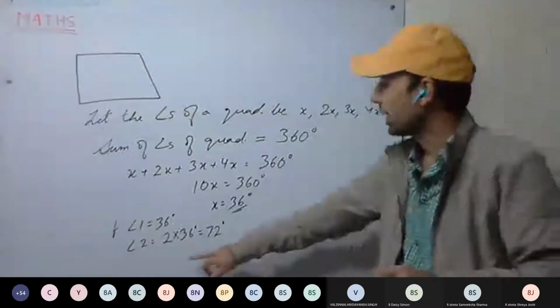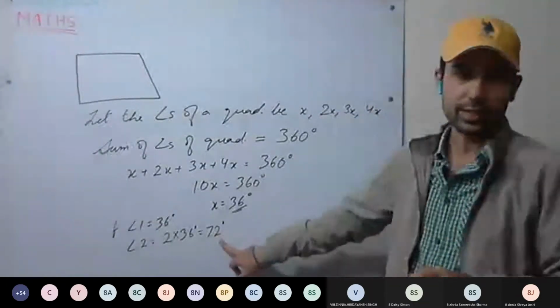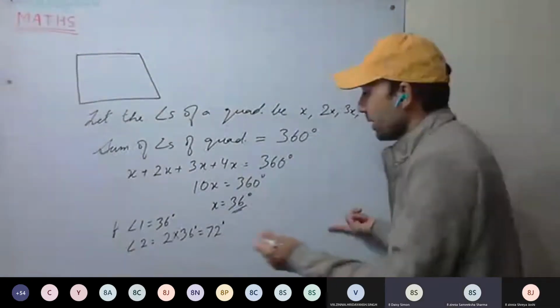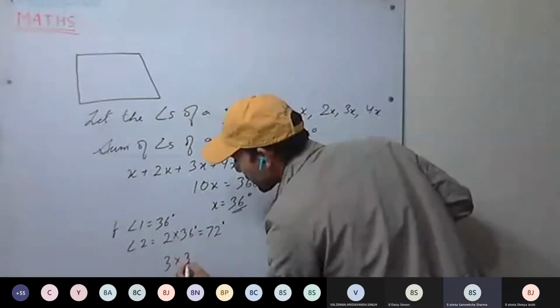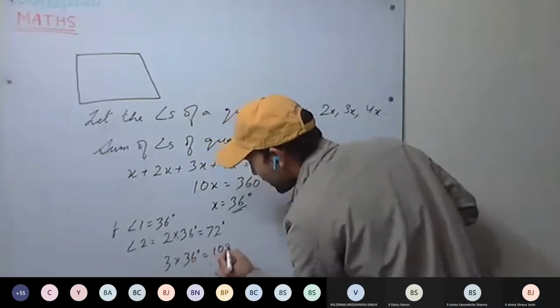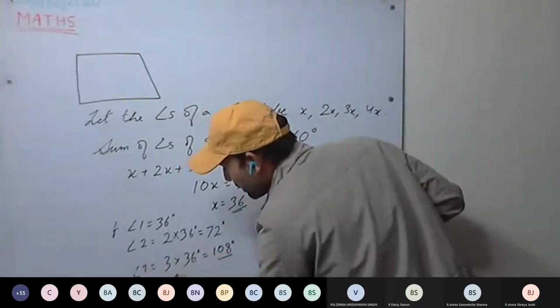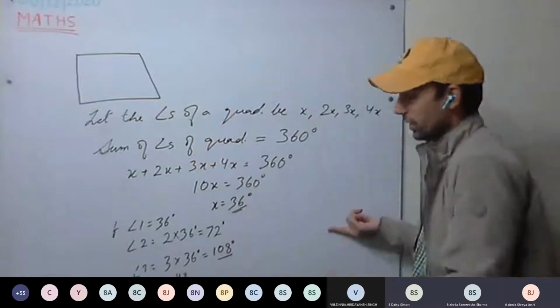Angle 2 is 72 degrees. Now find the third angle. It will be 3 into 36, so the third angle is 108 degrees. And angle 4 is 144 degrees.